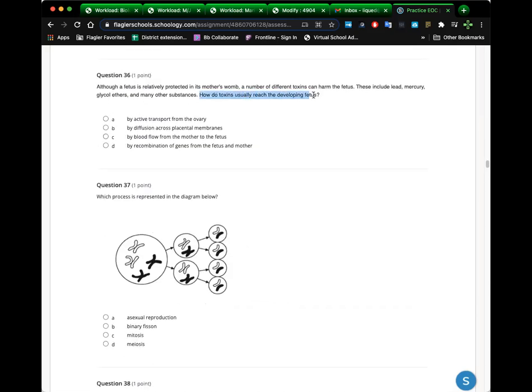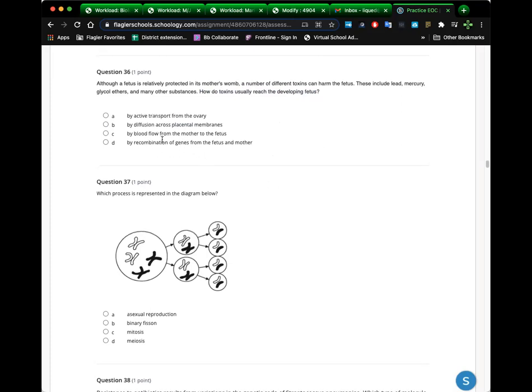All right, how do toxins reach the fetus? Early in the first trimester, it's important, well, anytime it's important for the mother to be careful what they're taking into their body, as far as food, drink, drugs, anything, because it goes directly in there across the placenta. Ovary makes eggs, matures eggs. The blood does not flow directly into the fetus from the mother. It gets filtered in the placenta first.